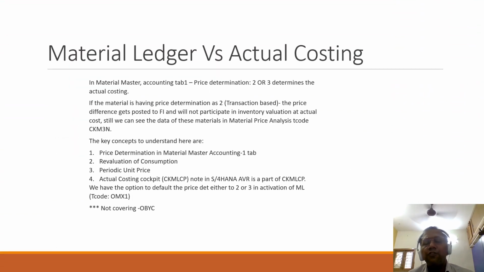Material ledger versus actual cost. In the material master accounting tab, we're defining what the material ledger covers. In that, we will be determining the price determination in the material master accounting tab, revaluation of the consumption, periodic unit price, and the actual costing cockpit.